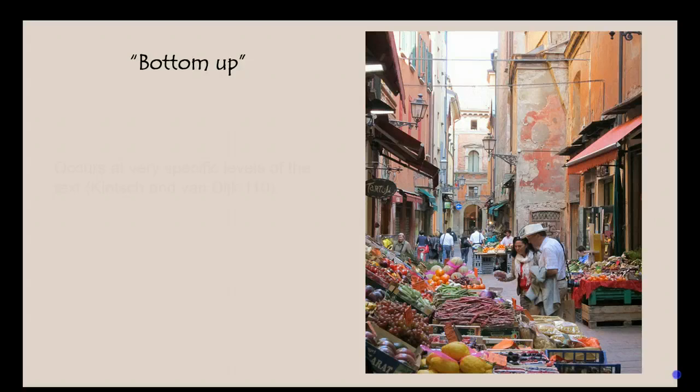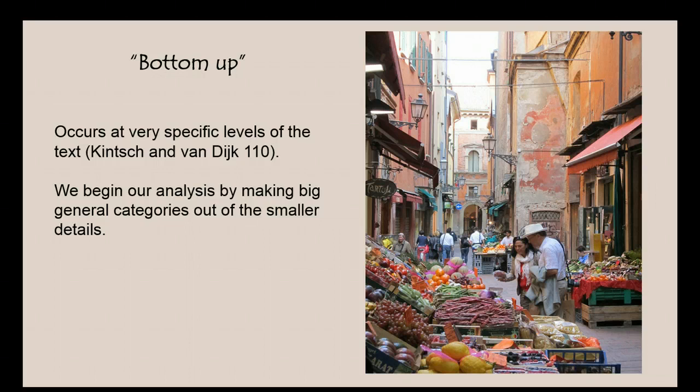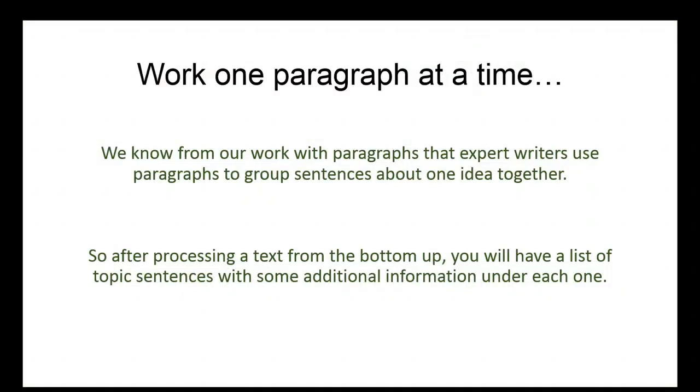And it occurs at the very specific levels of the text. We begin our analysis by making big general categories out of the smaller details. We're seeing how words make up sentences and how sentences make up paragraphs. So work one paragraph at a time when you are processing text from the bottom up.